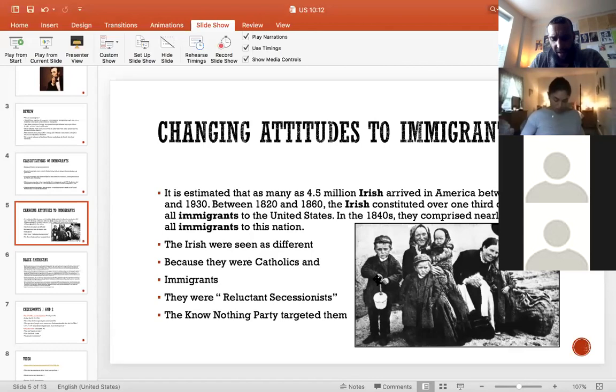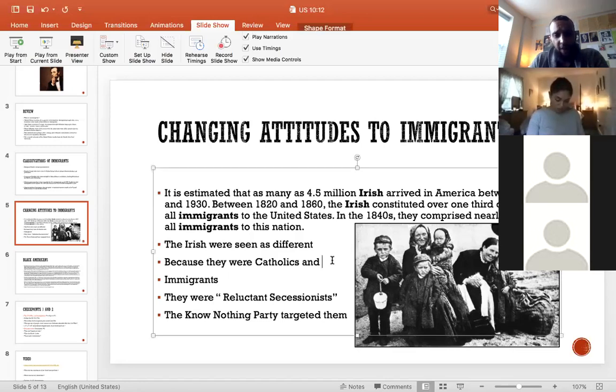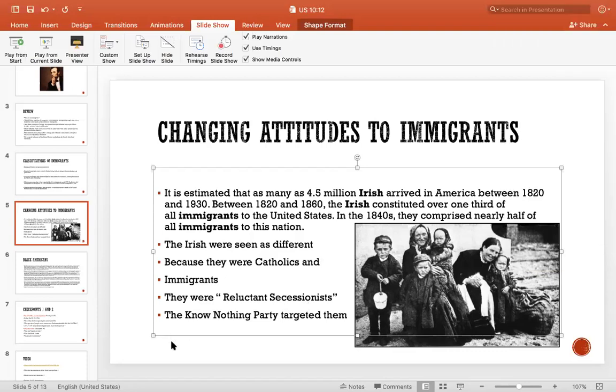So they consisted of a large group of immigrants. Remember also, by the 1840s, the Irish made up almost half of the immigrants in this nation. One of our first checkpoints was the Know Nothing Party, and we're going to review that. The Know Nothing Party was also known as the American Party, and they carried resentment against these Irish Catholics for the same reasons that a lot of people do today.